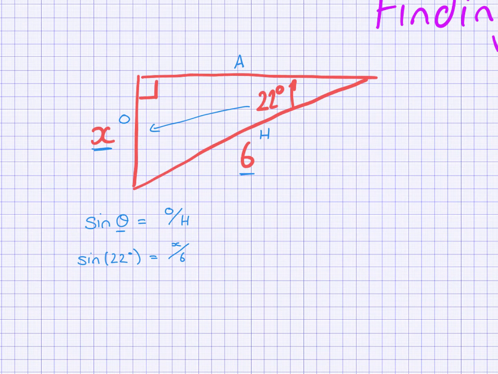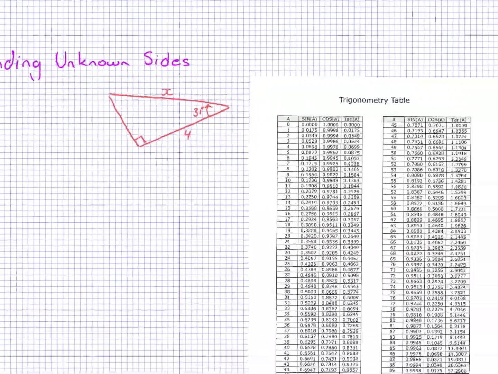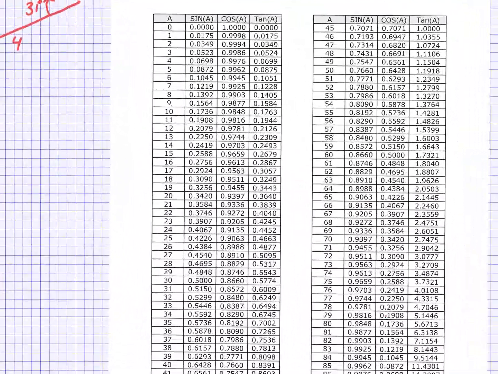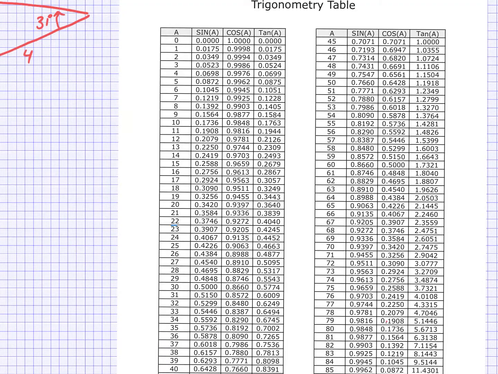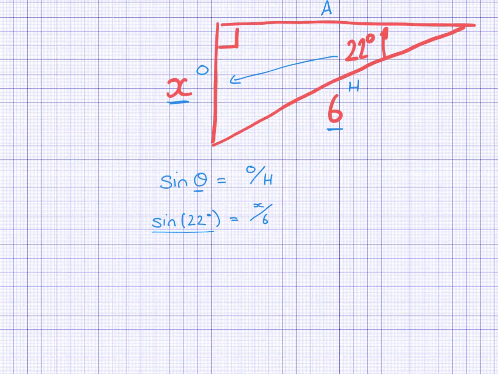Alright, so as previously, we say to ourselves, what is the sine of 22? And to do that, we can do it on our calculators, or we can flip over here to the trig tables. We find the angle 22, we find the sine, 0.3746. We flip back here, and instead of the sine, 0.3746 equals x divided by 6.